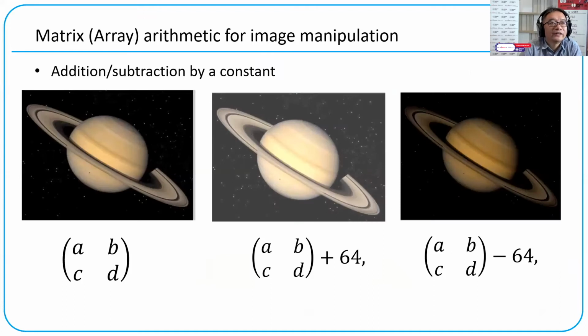Of course, here I show you how image manipulation can correspond to basic mathematical operations. For instance, here I show you one image from astronomy. Then you can represent it by an array of numbers. Here I only show you 4 numbers. Then you plus 64, which means you add a constant, and the image looks a little bit brighter, right? If you minus a constant, the image looks a little bit darker. That's what addition and subtraction by a constant does in terms of image manipulation.